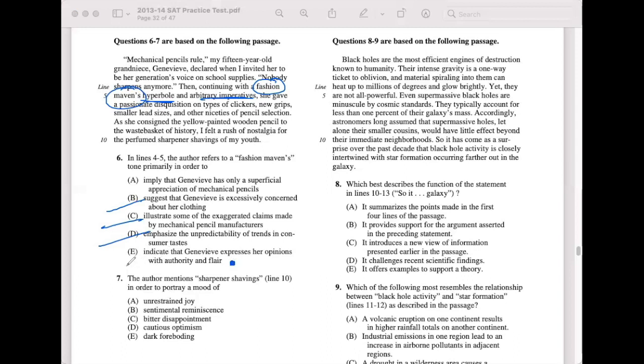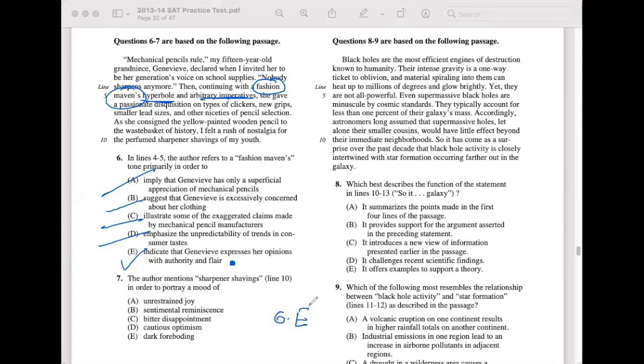E is a good answer because she expresses her opinions with the same authority and flair that a fashion maven would express her opinions. In fact, A is not correct because it does not indicate a superficial knowledge. The way she speaks about it indicates her interest and her understanding of mechanical pencils. So let's write it here somewhere. For question 6, I would choose E.